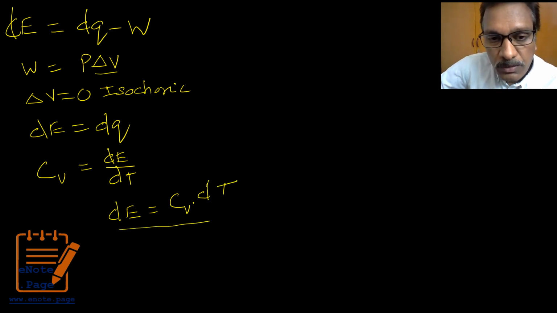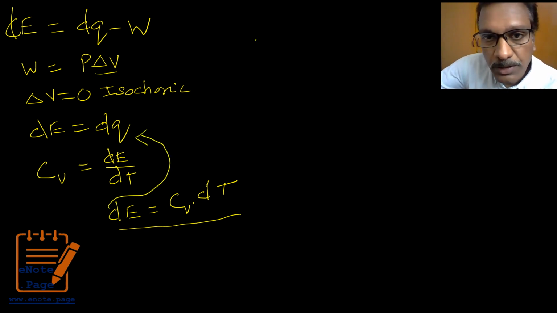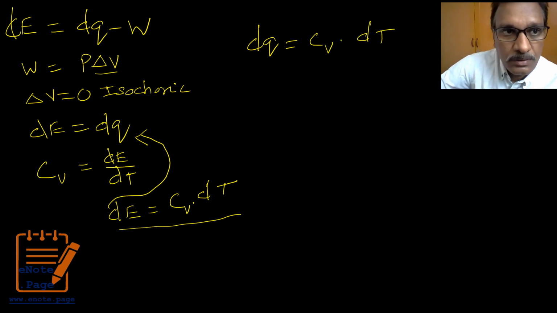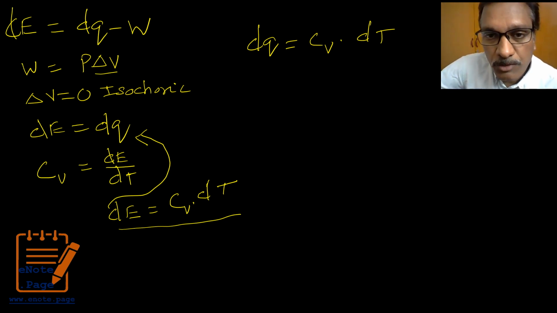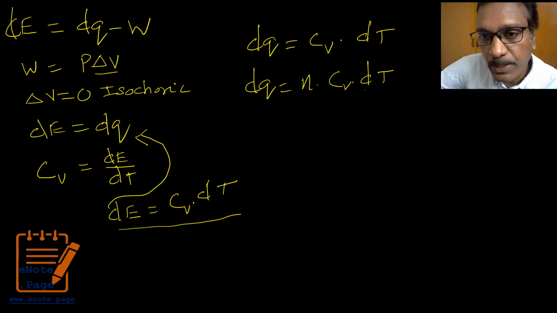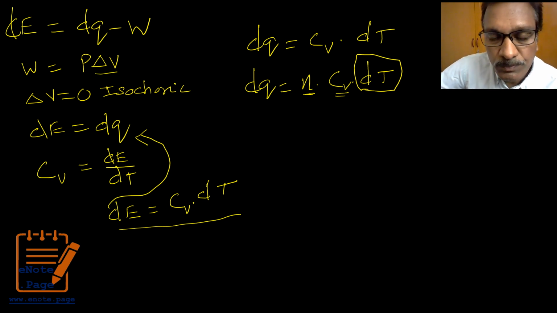Okay, so now plug this equation in this. So we know that dQ, that is the change in the heat, is equal to CV into dT. For n number of moles, this equation becomes dQ is equal to n into CV into dT, where dT is the change in temperature, n is the number of moles, and CV is the heat capacity at a constant volume.